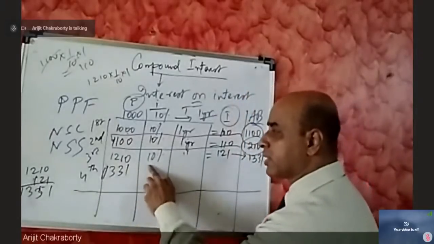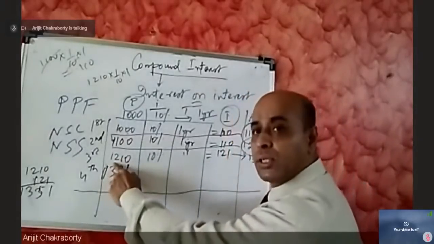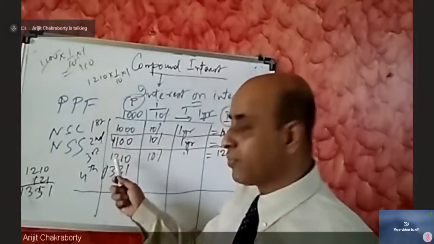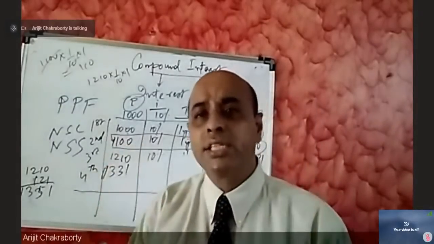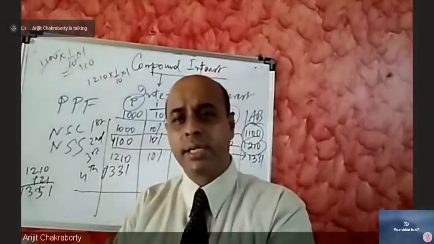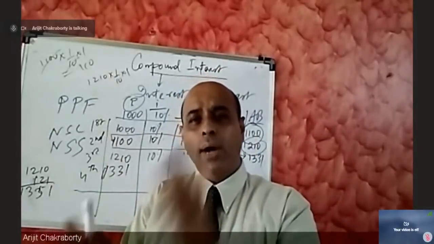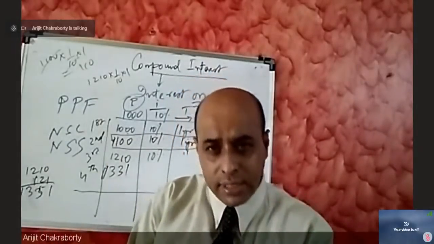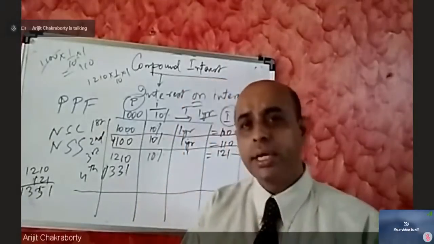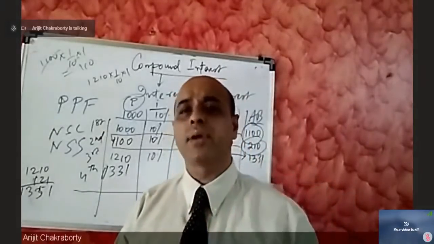and the interest 10% is calculated on this 1210, which means this 1210 has a principal plus interest. So ultimately we are calculating interest on interest. This is the positive side of compounding.